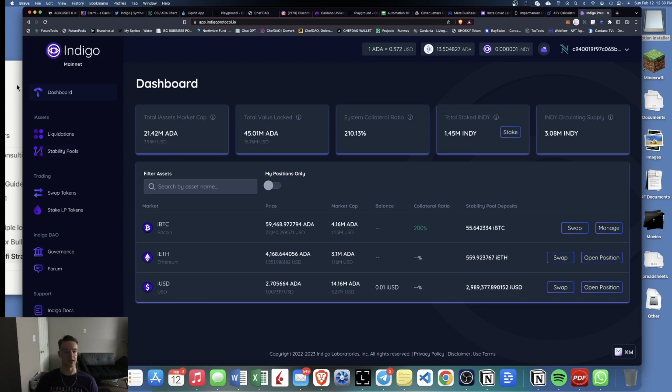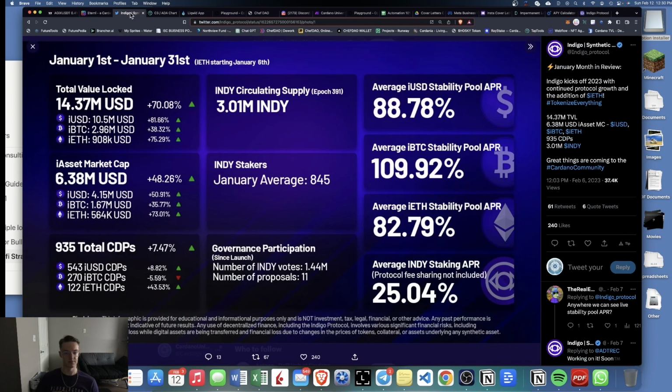Okay, so now I want to explain why I'm doing this. So let's go to Twitter. Bang. Look at this. The average iBTC stability pool APR was 109% throughout January. That's crazy. That's an insane rate. So people are getting paid handsomely to provide stability to these assets. Because we're so early in the game, this APR should fall. It should come down tremendously. But for the meantime, this is fantastic.